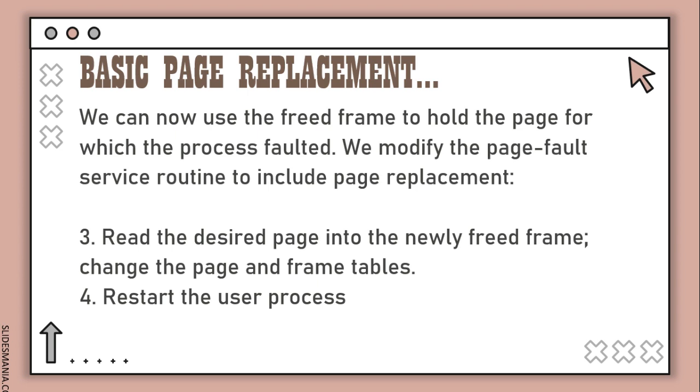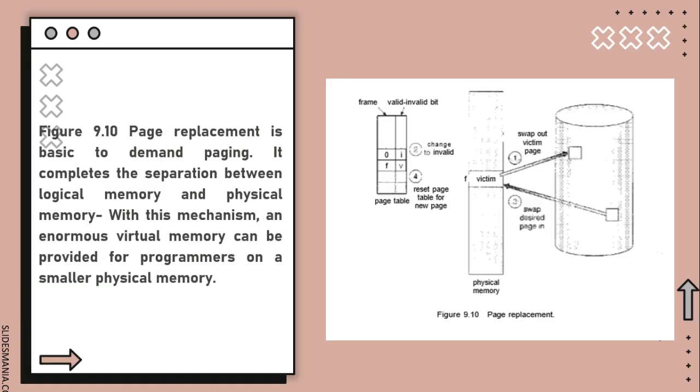Notice that if no frames are free, two page transfers, one out and one in, are required. This situation effectively doubles the page fault service time and increases the effective access time accordingly. We can reduce this overhead by using a modified bit or dirty bit. When this scheme is used, each page or frame has a modified bit associated with it in the hardware. Figure 9.10 is a page replacement.